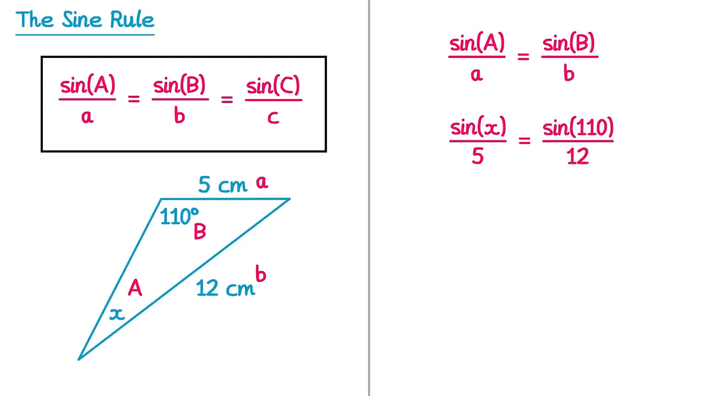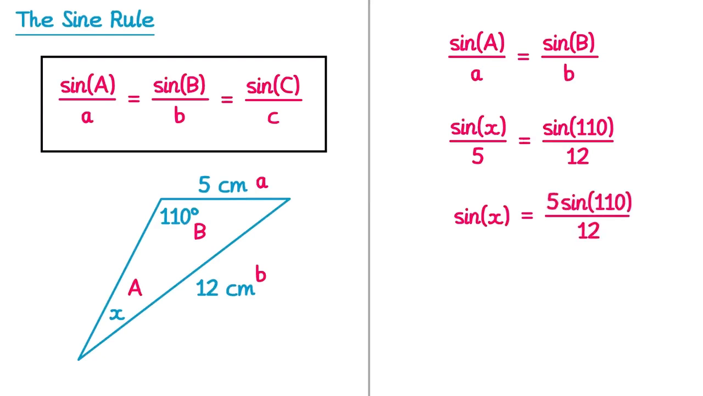We then multiply both sides by 5, so on the left-hand side this will cancel the 5, so we've got sine x, and on the right-hand side we have sine 110 over 12, and this is now multiplied by 5, which we could write as 5 sine 110 over 12.